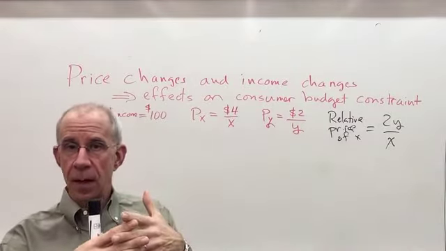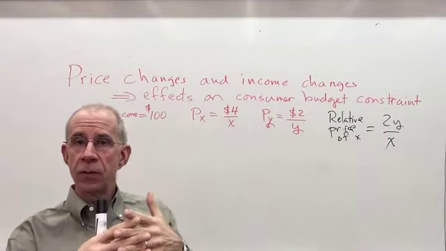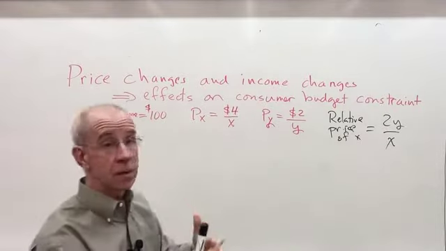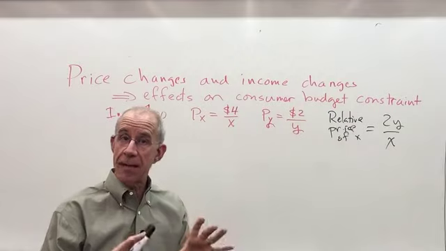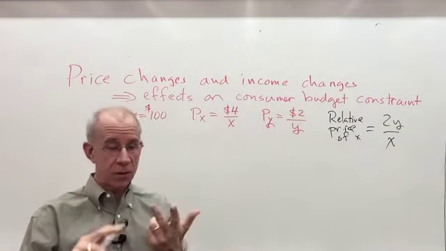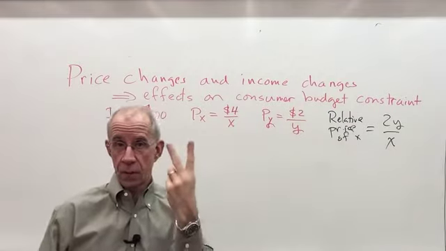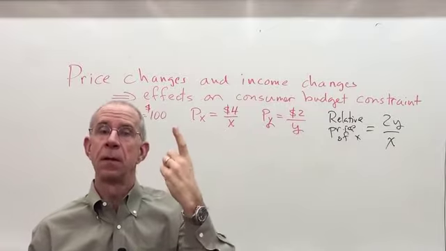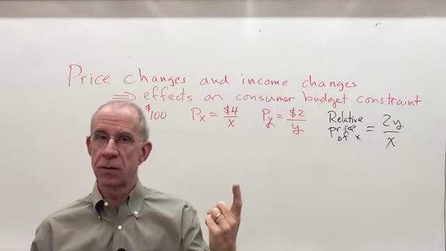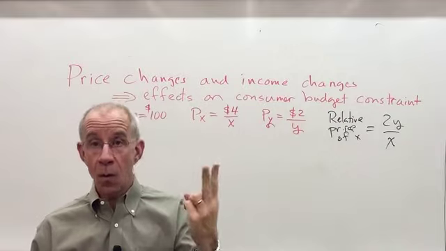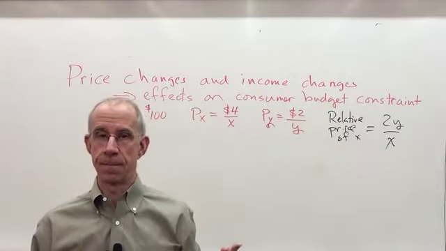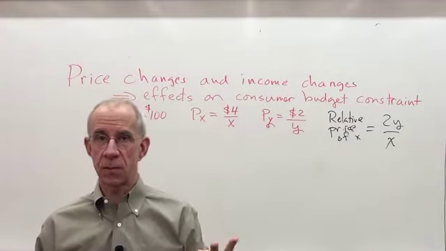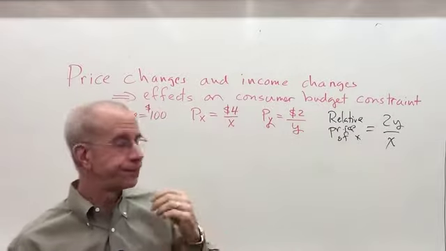Now, in a separate video, we'll talk about how these interact together. But what I want to do in this video is to talk about how the budget constraint by itself is affected by changes in two things. One, changes in the prices of the goods that the consumer buys, or changes in the income that the consumer has to spend on the two goods.